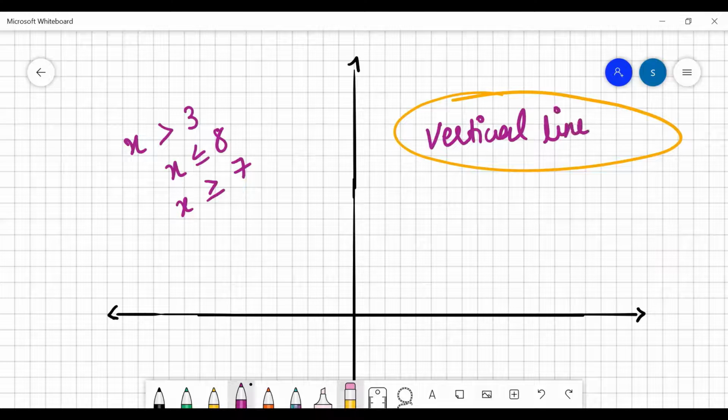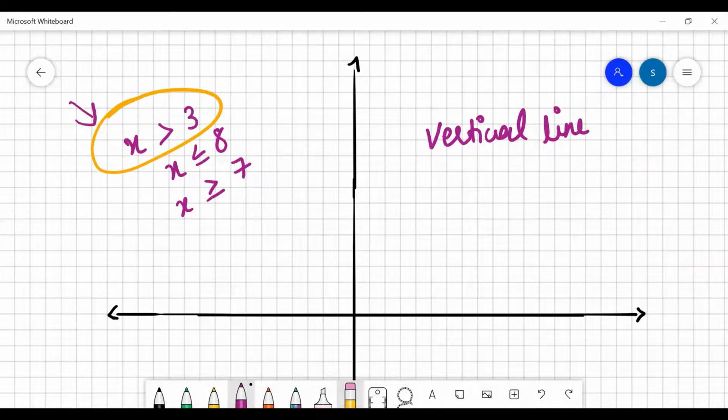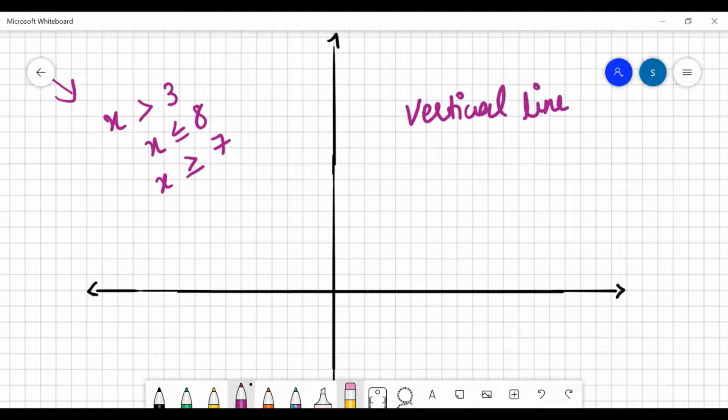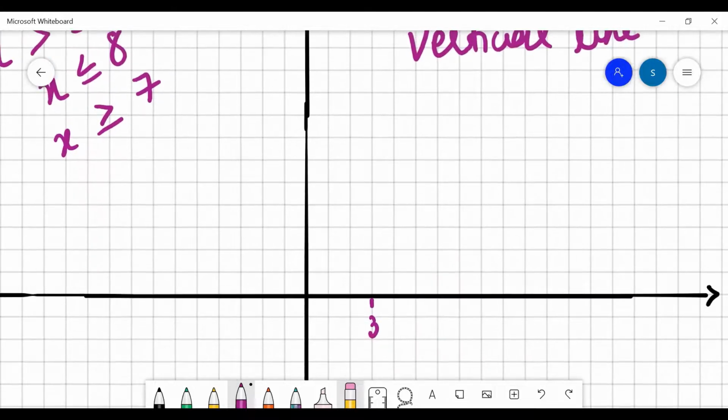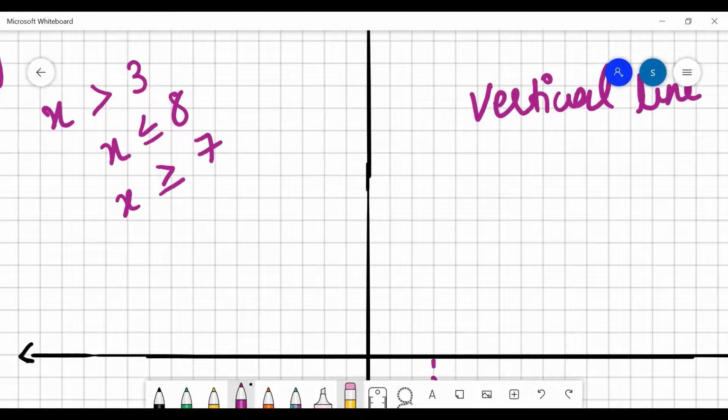Let me take an example here. Let's try to represent x greater than 3. First of all, mark where x is 3. That would be this point. This is 1, this is 2, this is 3. So this is where x equals 3. There, draw a vertical line. Now this vertical line is going to be dotted. The reason for that is we are taking x greater than 3, which does not include 3 itself. So that's why we're just going to draw a dotted line.